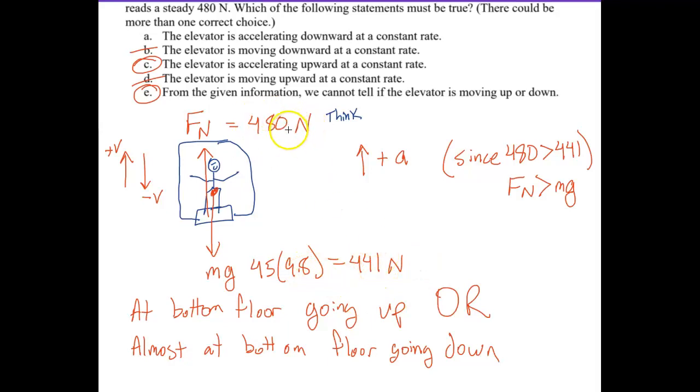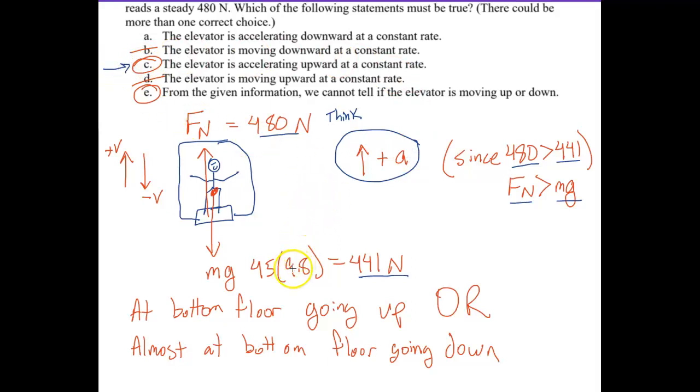Your normal force, though, if you jump on a scale, you'll see that scale go way up and back down. When you are accelerating up, the normal force is bigger than your weight. And so because 480 is bigger than 441, and your normal force is bigger than your force due to gravity, you have to be accelerating up. So this one we know for sure is correct.